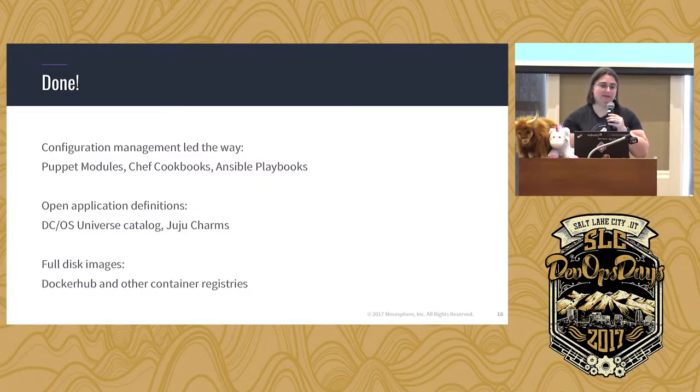That was exciting for me because I love open source. And we've sort of done that as a community. I'd say that configuration management led the way here. You started seeing Puppet modules, Chef cookbooks, Ansible playbooks. These would all come out to configure the really basic things. So I never have to configure Apache again because there's a Puppet module. I just need to change a few variables in Puppet, and now Apache is running, and I didn't need to write any config files, and that was pretty great.